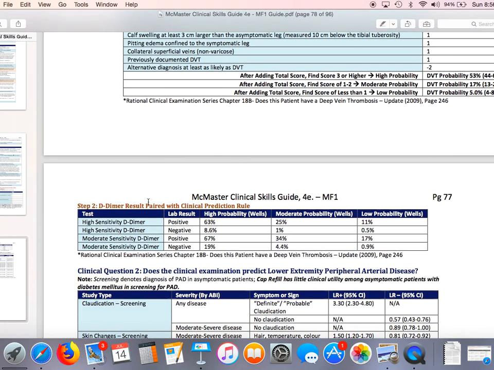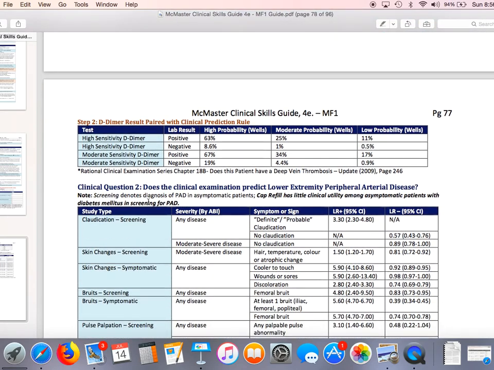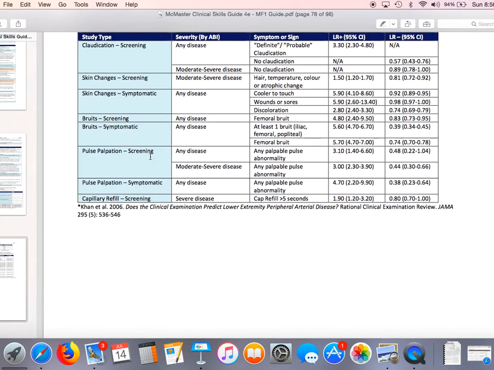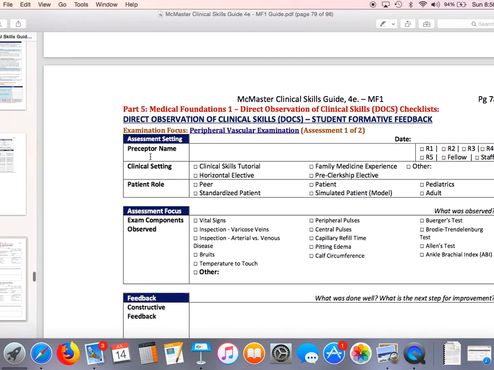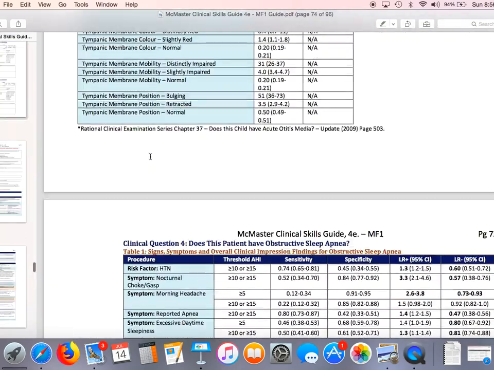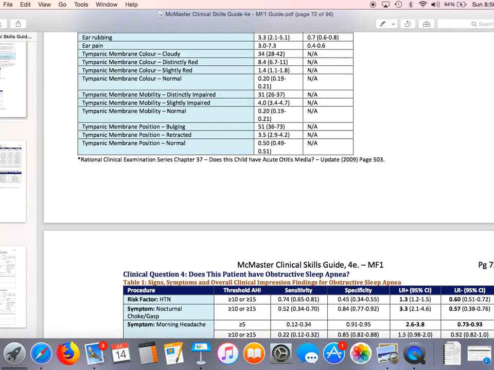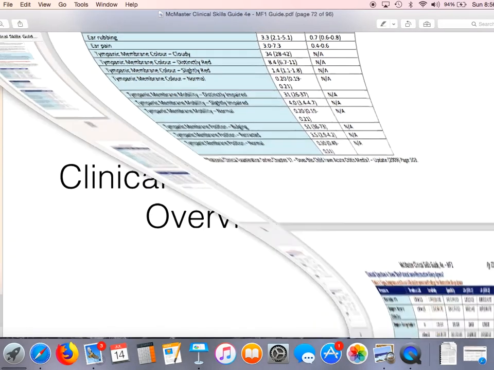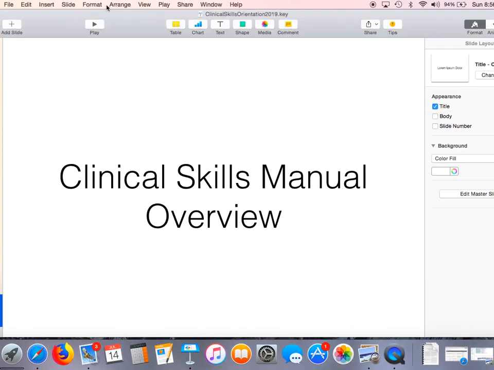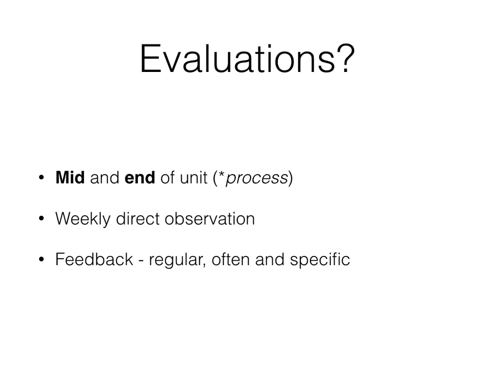And then you'll see that we also include some JAMA and clinical decision-making details, just so you can sort of get into the evidence and likelihood of why we do certain things and what's useful and what's not useful. So there's a lot here. I'm not going to go through all of it. You could peruse it, but I would just go by week and look at the different things that you can do. So that's the Clinical Skills Manual.